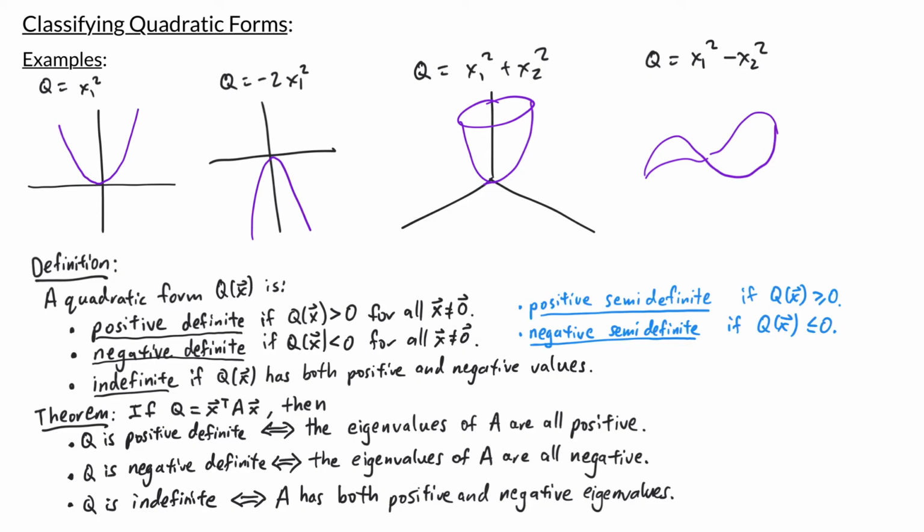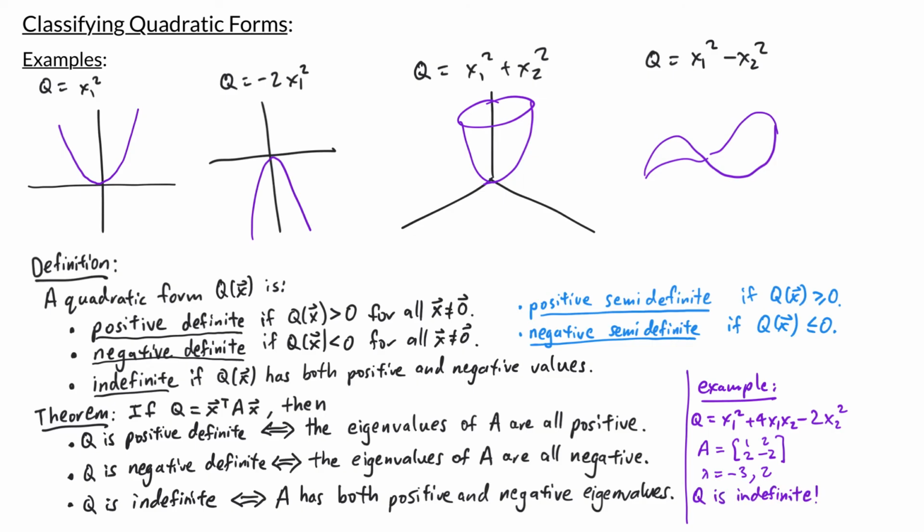And finally, as a quick example, let's revisit the quadratic form we looked at in our last video. Q equals x1 squared plus 4x1 x2 minus 2x2 squared. We found that this quadratic form has the matrix A equals 1, 2, 2, negative 2. And we found that the eigenvalues for A are lambda equals negative 3 and positive 2. So since A has both positive and negative eigenvalues, we can say that Q is indefinite.